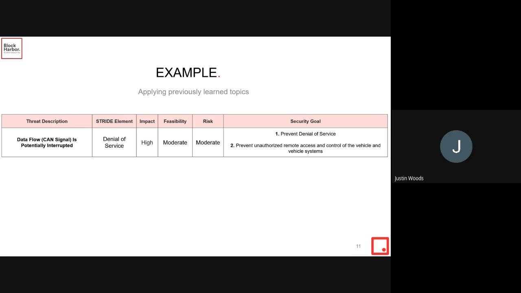So our security goals for this would be to try and prevent a denial of service, and then to prevent unauthorized remote access and control of the vehicle and vehicle systems. So we don't want anybody to be able to perform this remotely, and to further acquire the security attributes to put in place with this vehicle. We want to make sure that these goals are reached through adequately designed requirements as well.